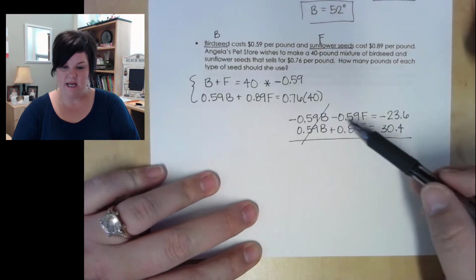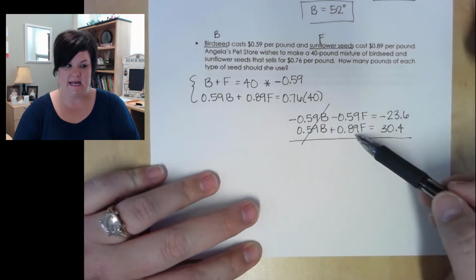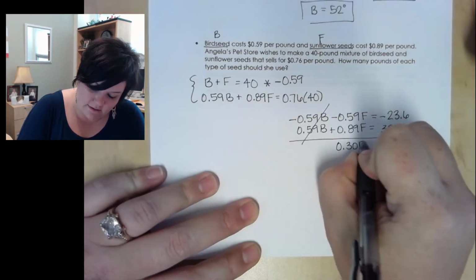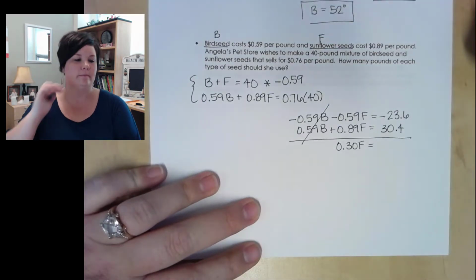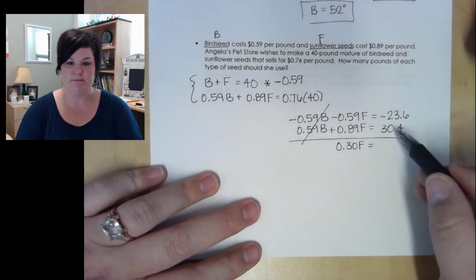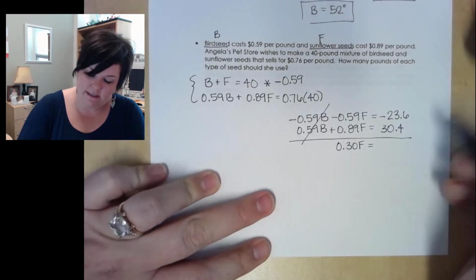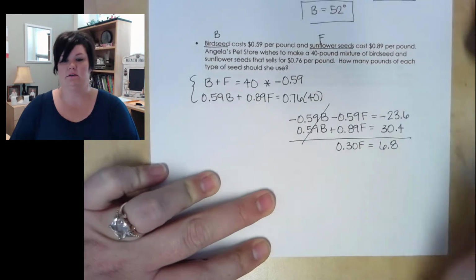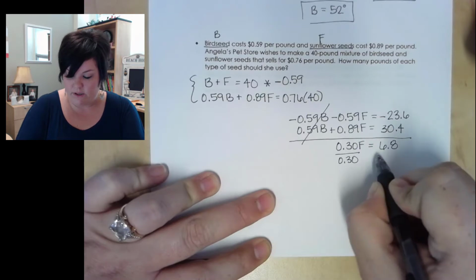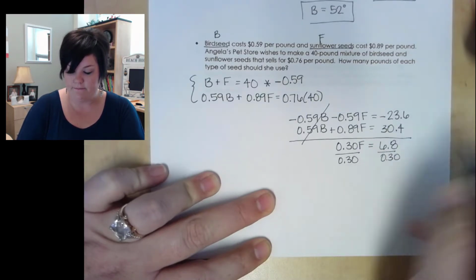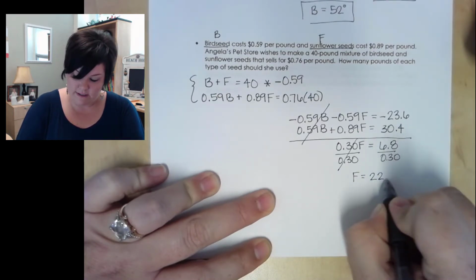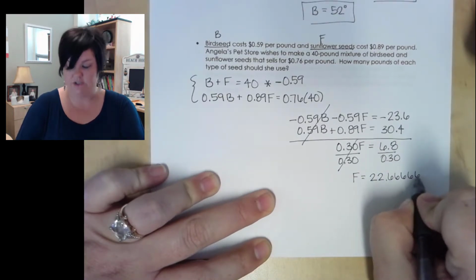So negative 59 cents plus positive 89 cents leaves me with a positive 30 cents, right? Or 0.3F. Okay. And then when I combine down over here, negative 23.6 and 30.4 combines down to give me a positive 6.8. Okay, and then to solve for F, I just divide off my 0.3, right, or 0.30. So I end up with F is equal to 22.66666, and it just keeps going.